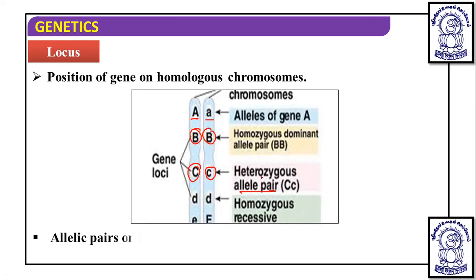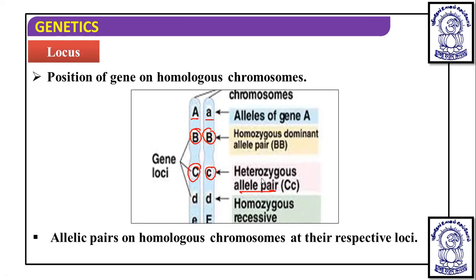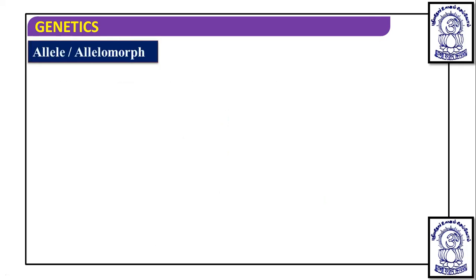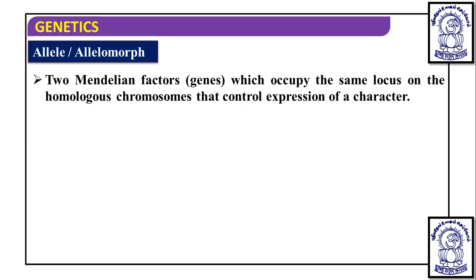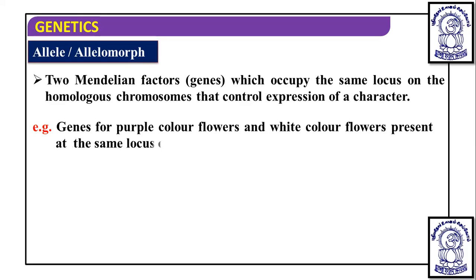So what is an allele? That is the question. The allelic pair on homologous chromosomes at their respective loci is shown in this diagram. Allele is also known as allelomorph. Two Mendelian factors or genes which occupy the same locus on the homologous chromosome and control the expression of a particular character are called alleles. Suppose capital T and small t, or capital A and small a, are present at the same locus on the homologous chromosome, and they code for the same character. Then they are known as alleles.